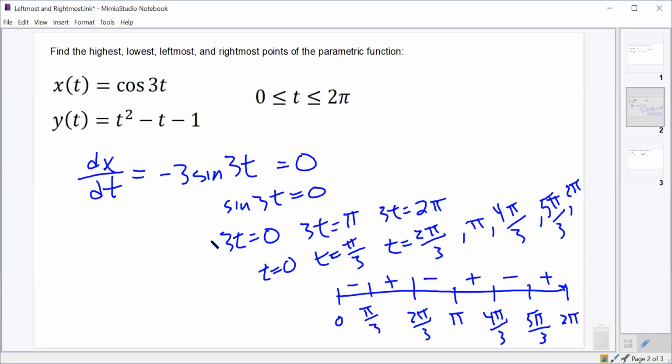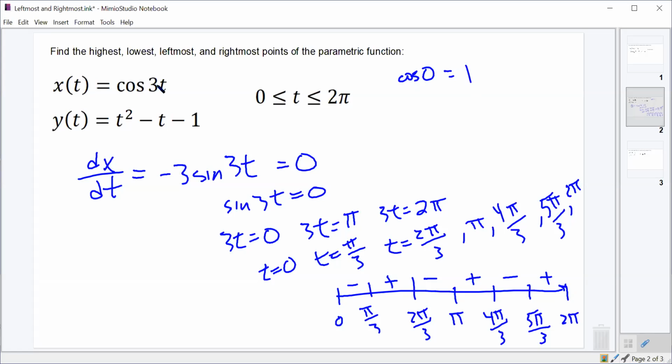When it finishes moving to the right, it could be at 0, it could be at 2 pi over 3, it could be at 4 pi over 3, and it could be at 2 pi. Well, let's see, what's the cosine of 0? Cosine of 0 is 1.